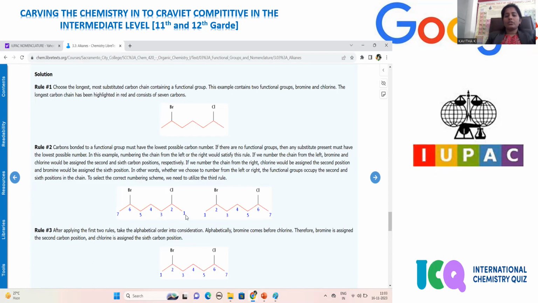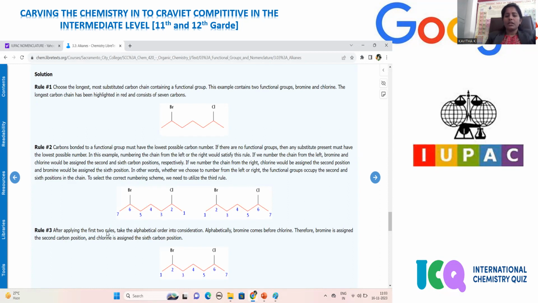If you start numbering from the right hand side, it is 1, 2, 3, 4, 5, 6, 7. This is the way you can go. If you start from the left side, it is 1, 2, 3, 4, 5, 6, 7. This is the way, right? You have both provisions, so you try to get all the possibilities. After getting both possibilities, you have to go for the compulsory condition, where the numbering follows certain rules as per the IUPAC.